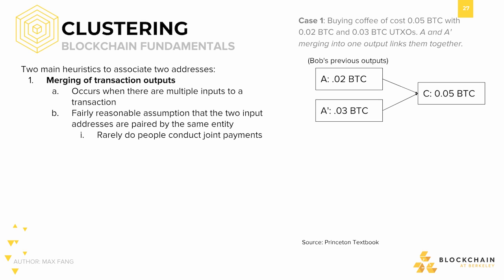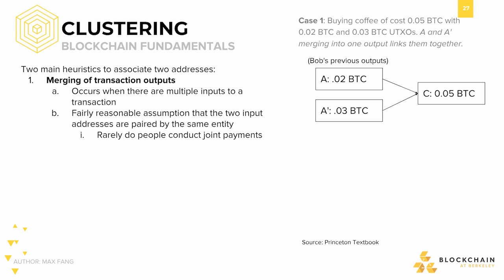For example, consider Bob, who wants to buy a coffee that costs 0.05 Bitcoin and has two outputs, one with 0.02 Bitcoin and the other with 0.03 Bitcoin. He merges the two outputs into one that's 0.05 Bitcoin, enough to pay for his coffee. This is a fairly reasonable heuristic because it's often the case that outputs are merged by the same entity. Rarely do people conduct joint payments.